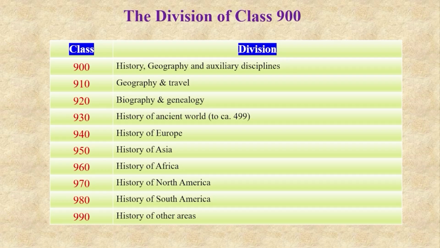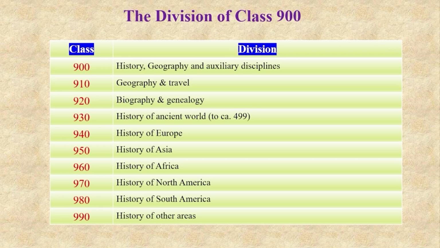Now come to 990, that is history of other areas. Class 990 covers the history of regions outside North and South America, Europe, Africa, and Asia. It includes Oceania, Australia, the Pacific Islands, and the polar regions, that is Arctic and Antarctica. 990 to 999 covers history outside major continents, including Oceania and other polar regions. Pacific Islands, New Zealand, and Australia have detailed historical classification.